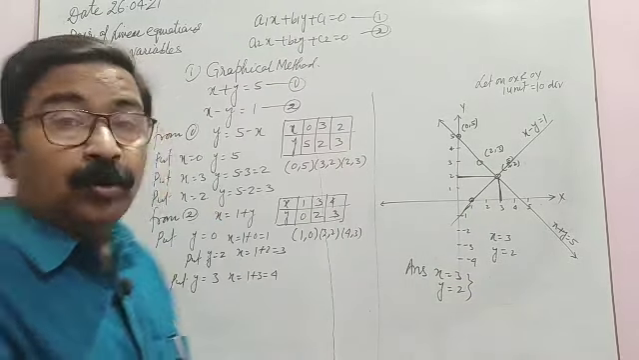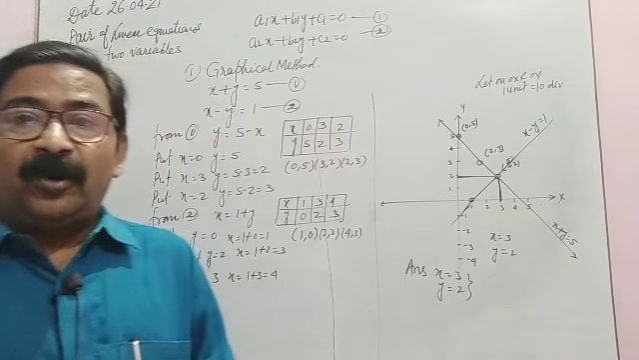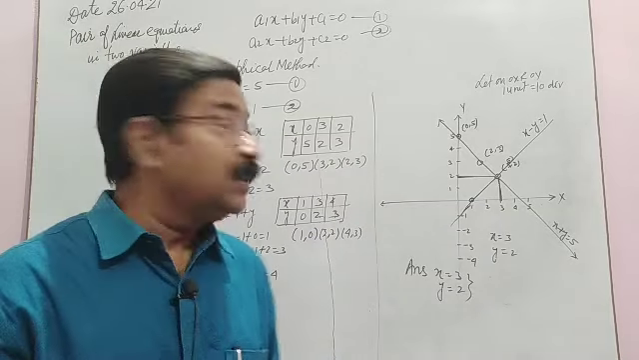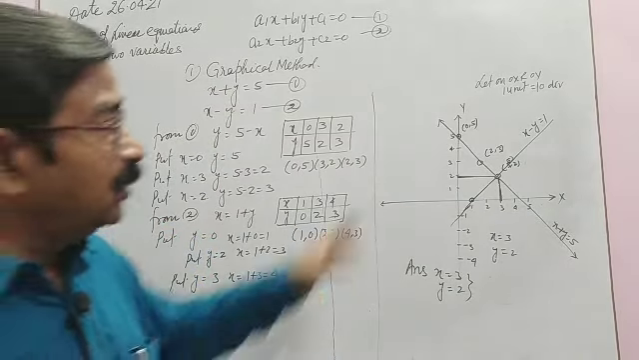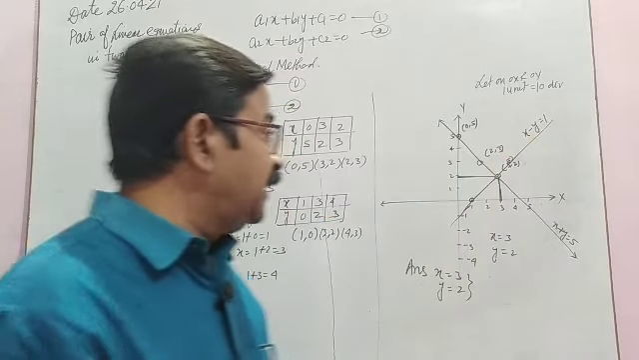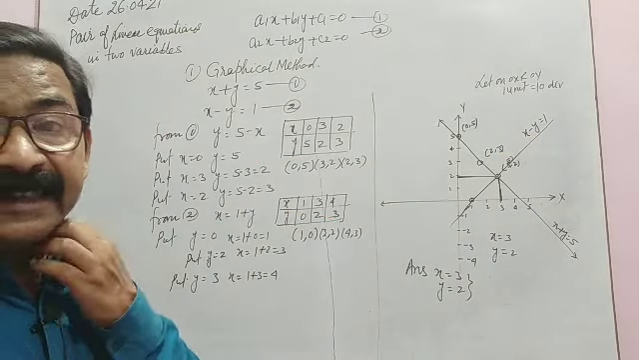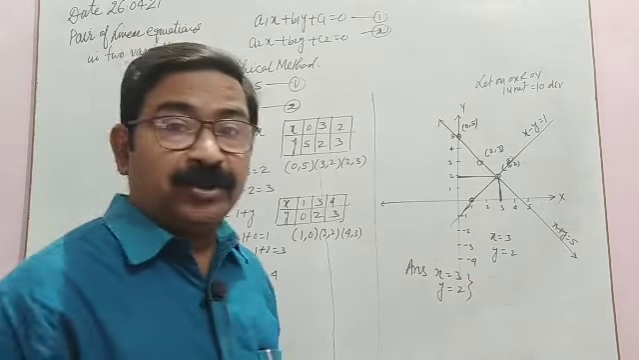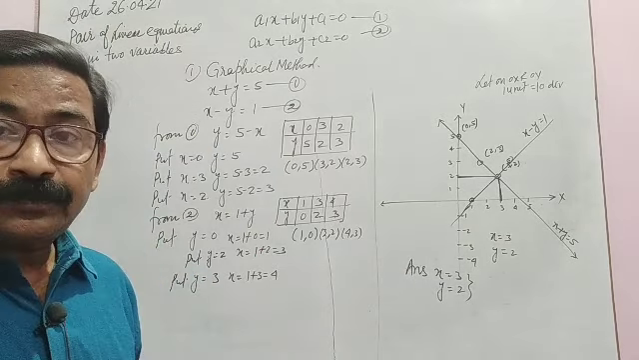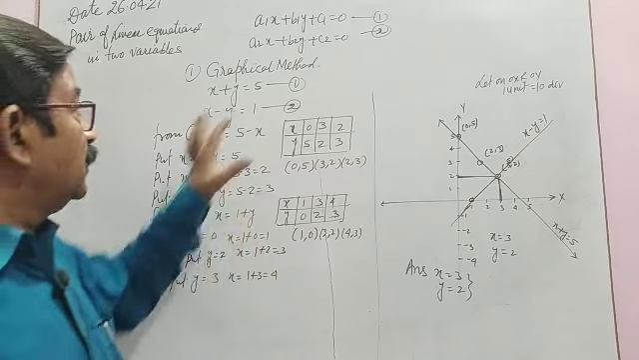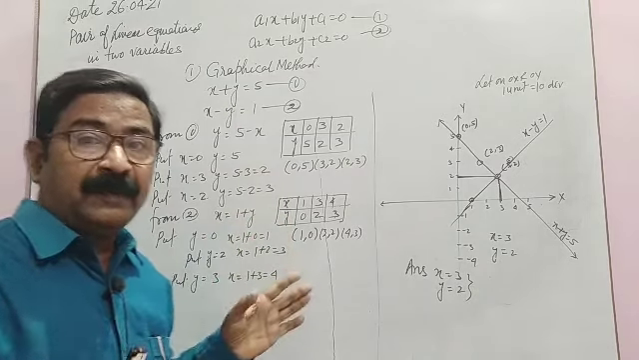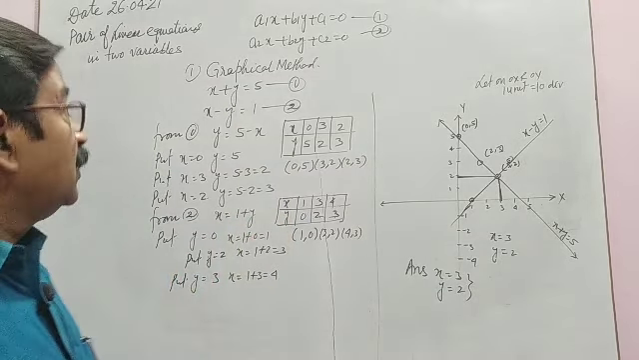So this is how we can plot the graph of any pair of equations, and if it is unique solution, so we will have intersecting lines, and by drawing the perpendicular to the axis we can get the solution. Got it? So this is a demo how to plot the graph of the equation.